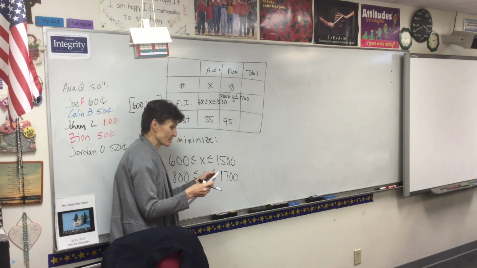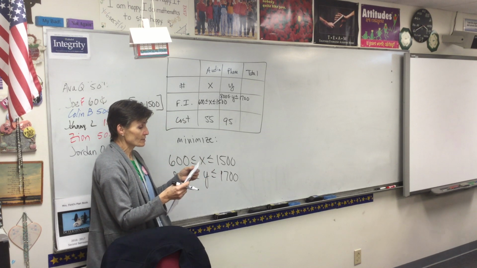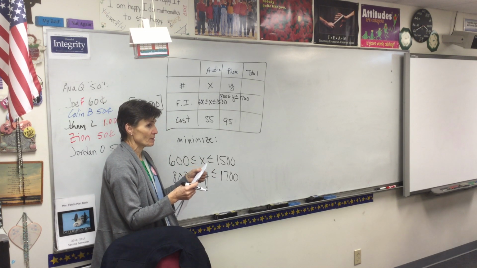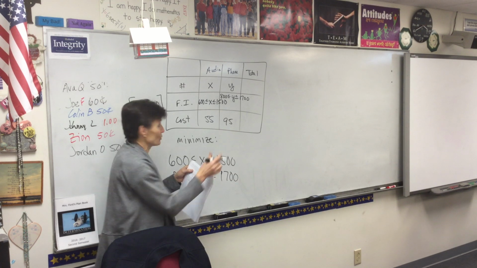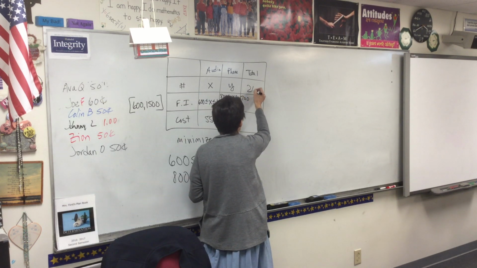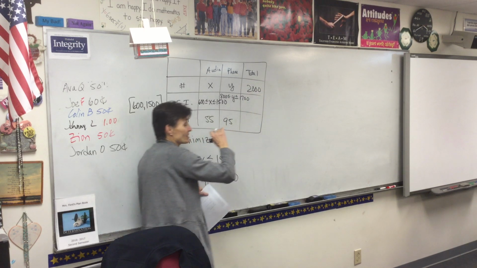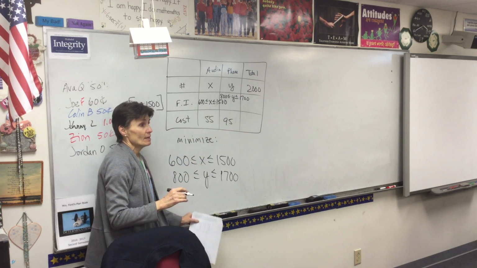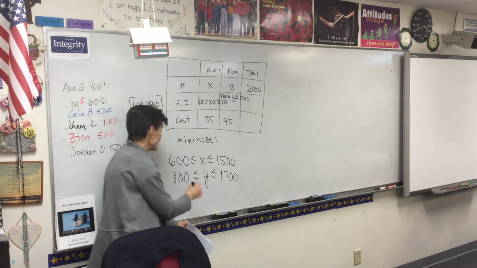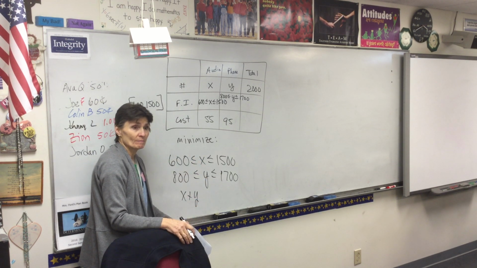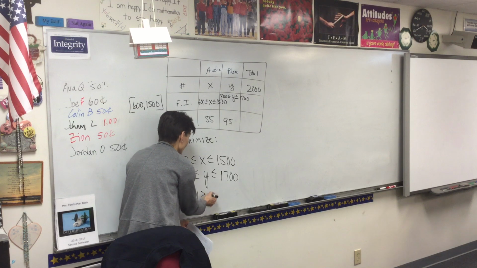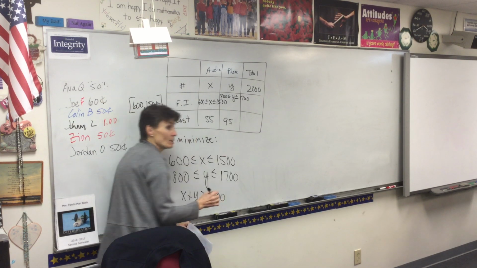At least 2,000 items must be produced. What does that mean? Totals. The total number has to be at least 2,000. Okay, now wait a minute. That means that if I add x and y together, it has to be greater than or equal to 2,000?